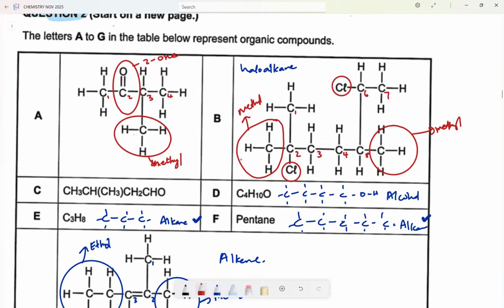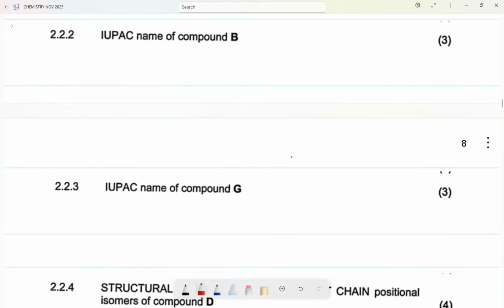So when we name, we know that chlorine, which is going to be chloro, comes before methyl. But since we have 2 of these, we're going to say di. We have 2 of these, dichloro, dimethyl. So we're going to start with dichloro. On carbon number 2 and 6, we made 2 chloros. Hence we say dichloro. Between a number and a letter, there should be a hyphen. Between a number and a number, there should be a comma.